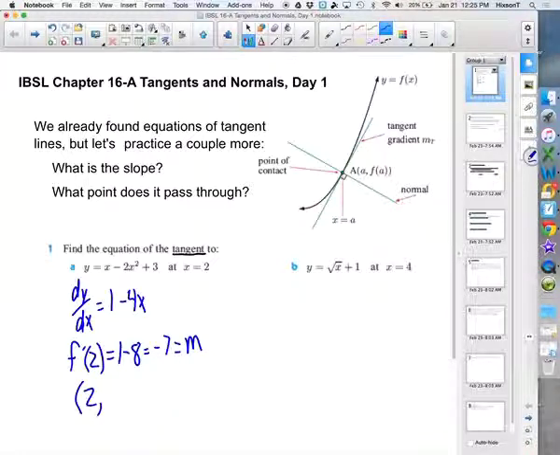Now, am I going to plug it into the derivative or the original equation? The original equation, because I want a point. I already plugged it in to the derivative to get my slope. So I'm going to plug it back into the original, so I have 2 minus 8. 2 squared is 4 times 2 is 8, so 2 minus 8 is -6, plus 3 is -3. So now I know the slope, and I know a point, and I can find the equation of my line.